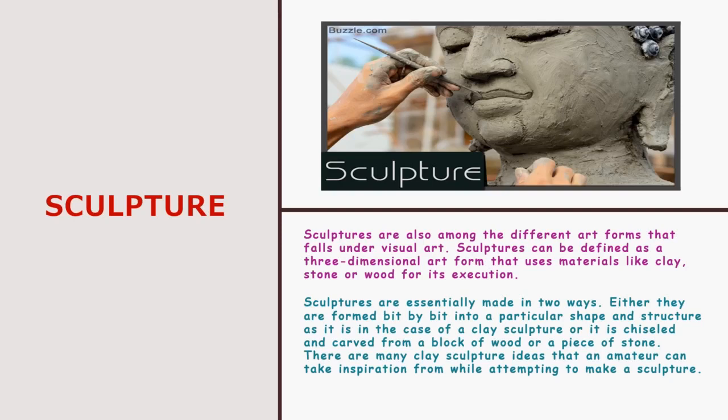So this Ganesha murti, or the statue, was made out of the mold. So you can take a block, and you can make it as a mold, and take it out and make it as a sculpture. So there are many clay sculpture ideas that an amateur can take inspiration from. That is a new person. If I want to make a sculpture, or you want to make a sculpture, you can take the inspiration from many places, because it is a very nice form of art.